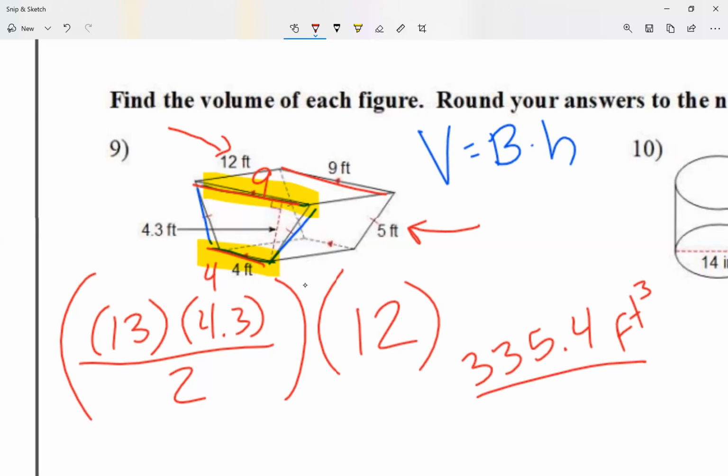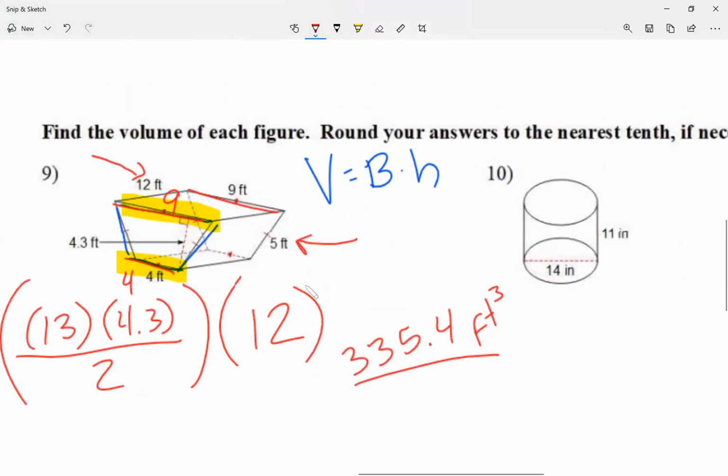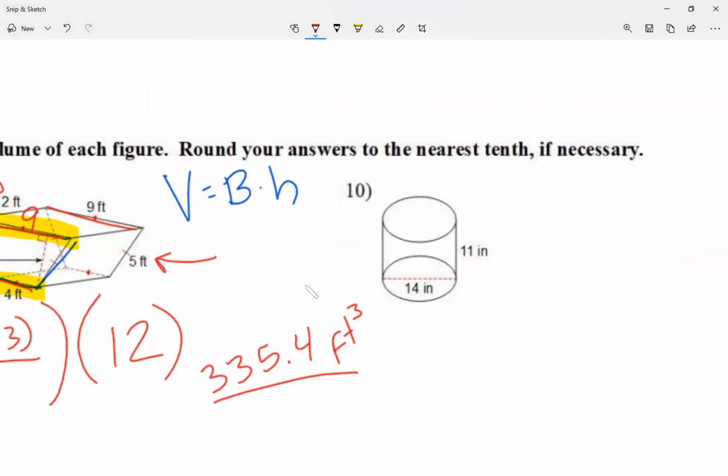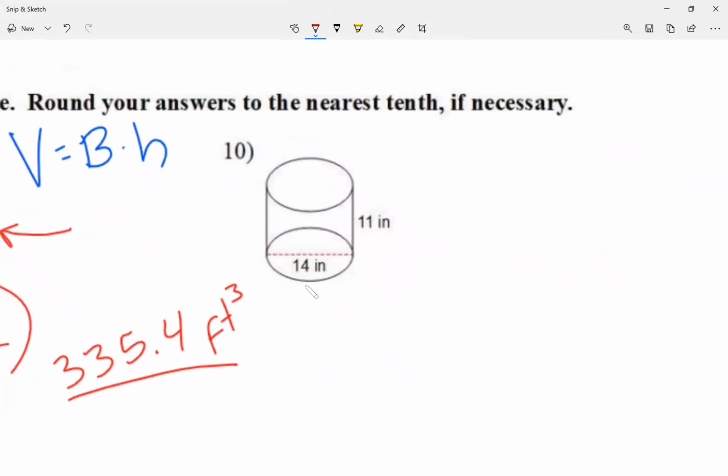Now, sometimes your answers are going to have a long decimal place. So we're going to round it. Keep on your instructions. Here it says round your answer to the nearest 10th if necessary. So I just rounded to the nearest 10th. All right, so now let's take a look at number 10.